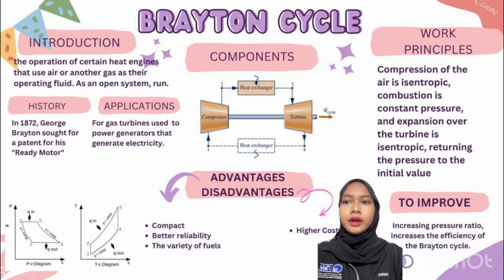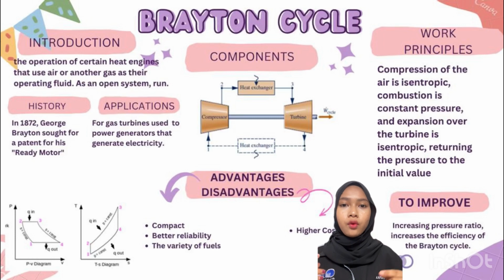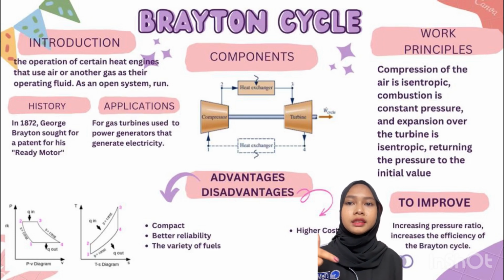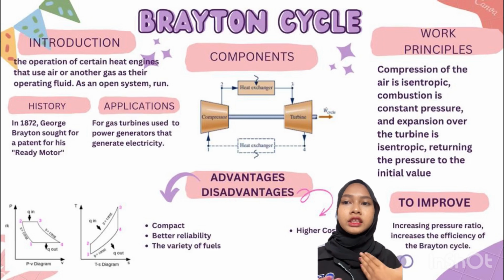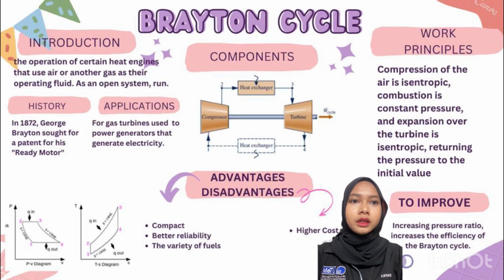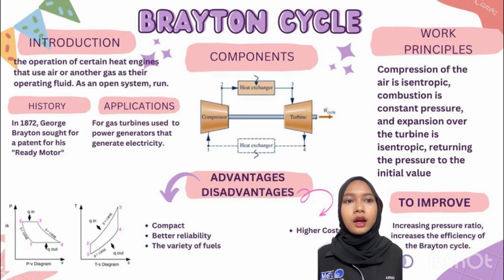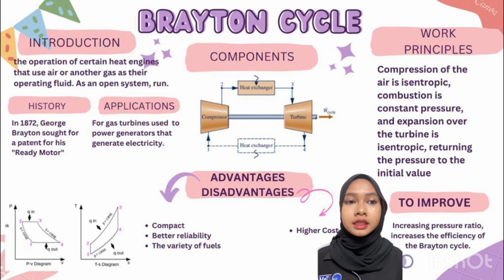About the components, first we go to the compressor. From the compressor, we go to the heat exchanger. The heat exchanger actually has two, the hot one and the cooler one. Then we go to the turbine, then to the heat exchanger, and then go to the compressor again. Okay, about the working principle: compression of the air is isentropic, combustion is at constant pressure, and expansion over the turbine is isentropic, returning the pressure to the initial value.